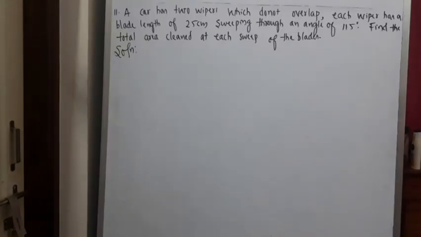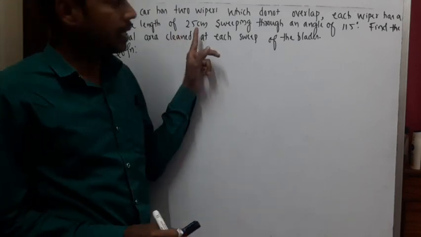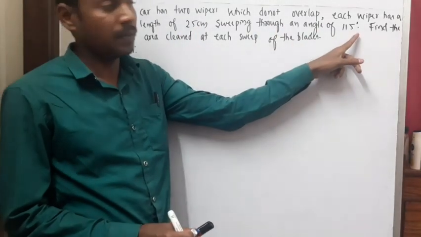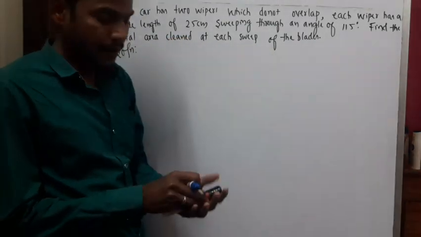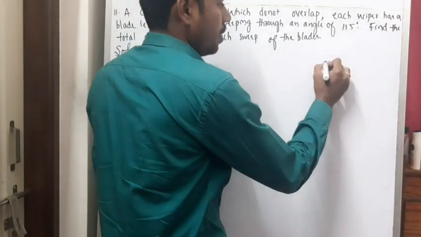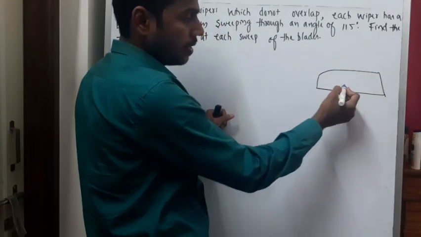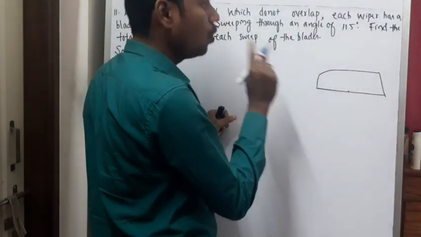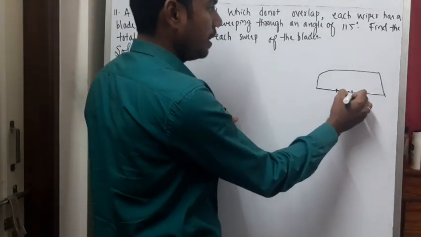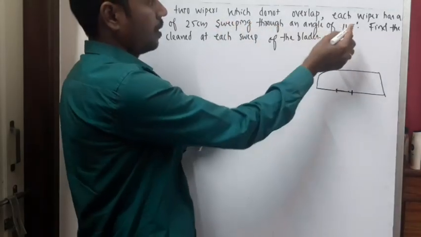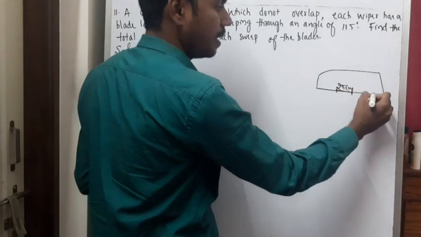11th question. A car has two wipers which do not overlap. Each wiper has a blade length of 25 centimeters sweeping through an angle of 115 degrees. Find the total area cleaned at each sweep of the blades. See, in the front side you will see wipers. There are two wipers, each of blade length 25 centimeter.